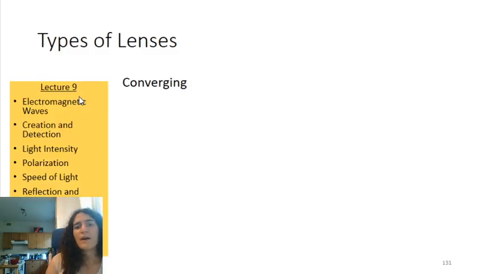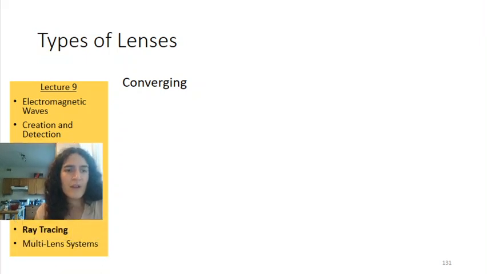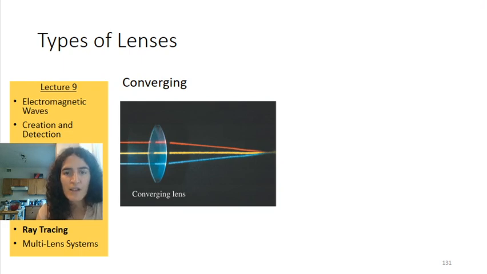We want to categorize lenses into two different types. One would be converging lenses. The second would be diverging. A converging lens takes light that comes in parallel and bends it to focus at a particular point. So this is a converging lens, because light that's coming in parallel converges onto a point.